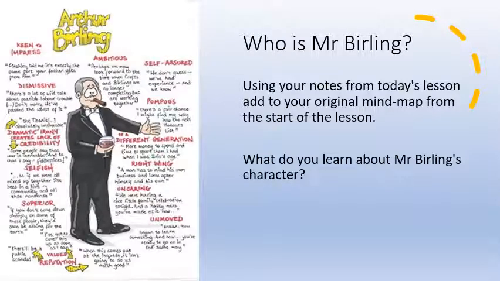Now here he is, Mr Arthur Birling. He looks rather too young there, I think, actually, and also his feet are huge. But there's plenty of stuff I've put around him there, which I'd like you to add to your mind map. And also, using your notes from today's lesson, add to your highlighting and annotation from reading pages 1 to 10. And just have a think about, what do we learn about Mr Birling's character? How would you sum him up in a couple of sentences?